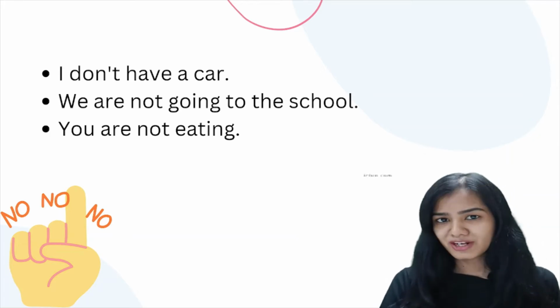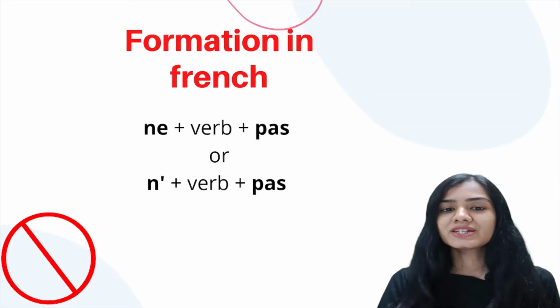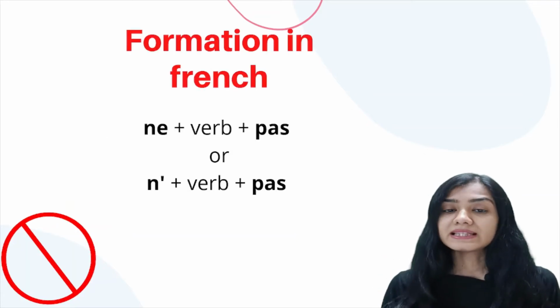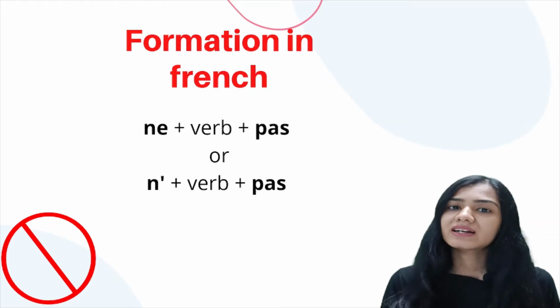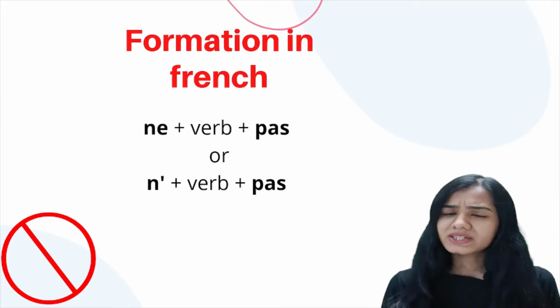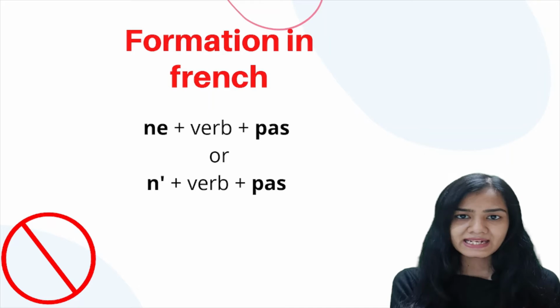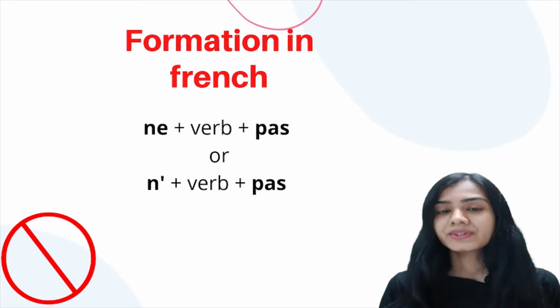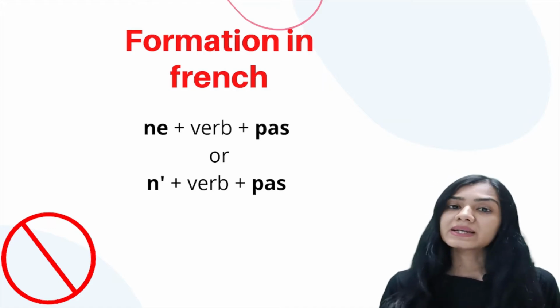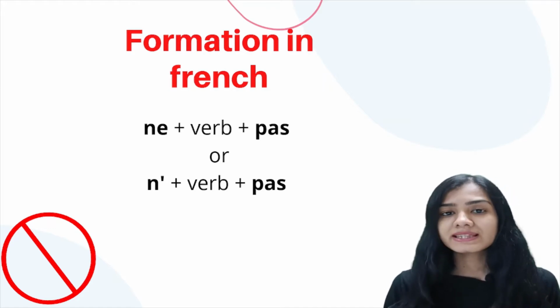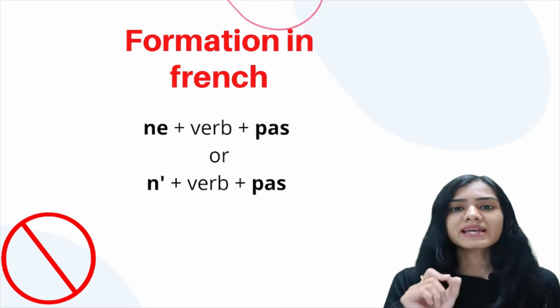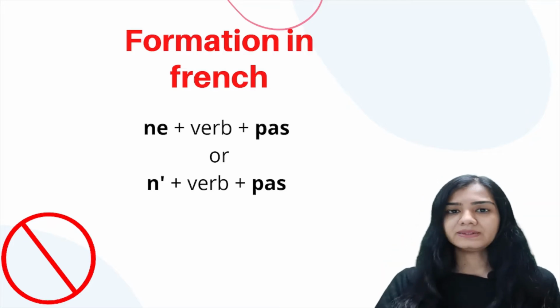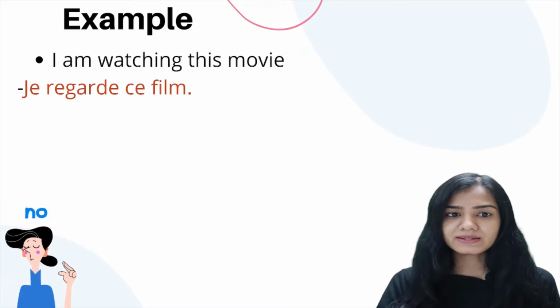But what about French? In French, this is the formation: ne plus verb plus pas. So whatever our verb is, for example manger, regarder, parler, before that we have to place ne, and after that we have to place pas. Just in case our verb is starting with a vowel or a silent H, in that case, ne becomes n apostrophe.